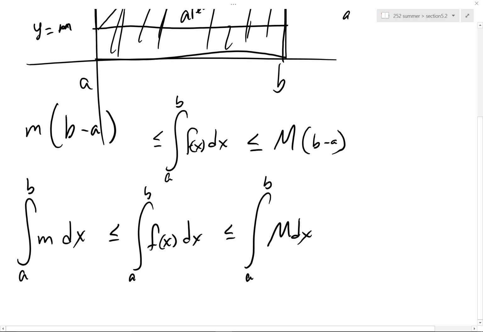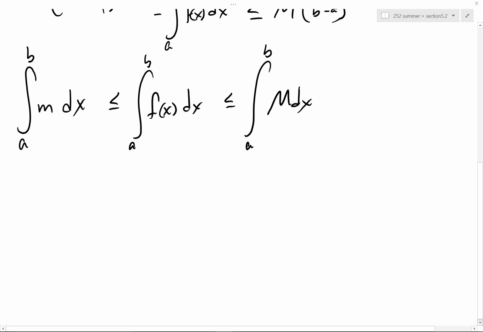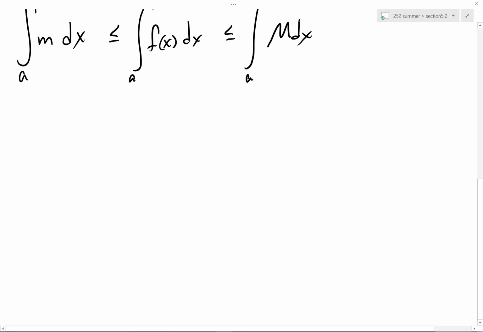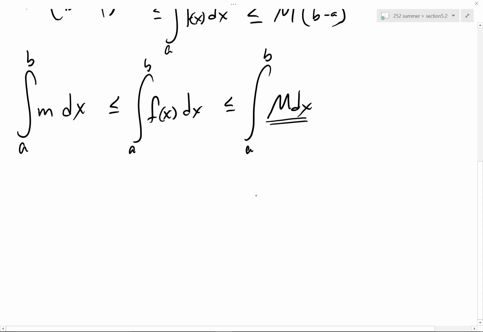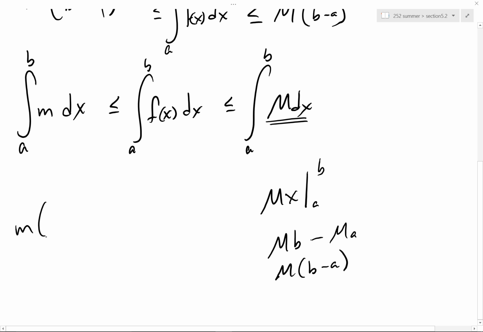Okay? Because think about this. What is this side? I'll do one of them, and the other one's the same. What if you integrated M with respect to x? Well, you'd get big M x from a to b, and that would be big M times b minus big M times a. And so you could factor that out, and it would be exactly what I said it would be. And the same thing is true on this end. And the idea is it just gives you a way to pinch it between them. It's kind of, if you will, upper and lower bounds.